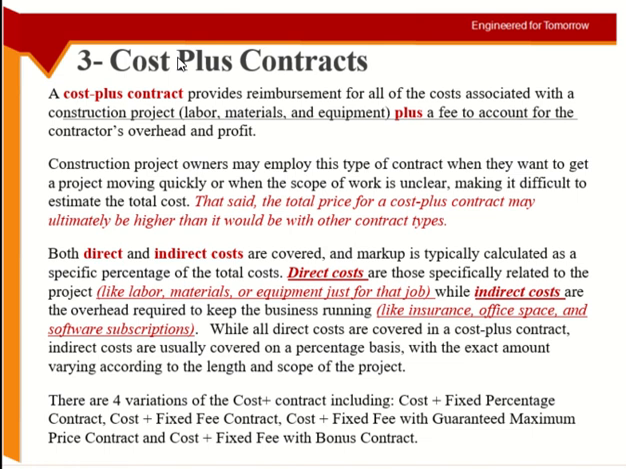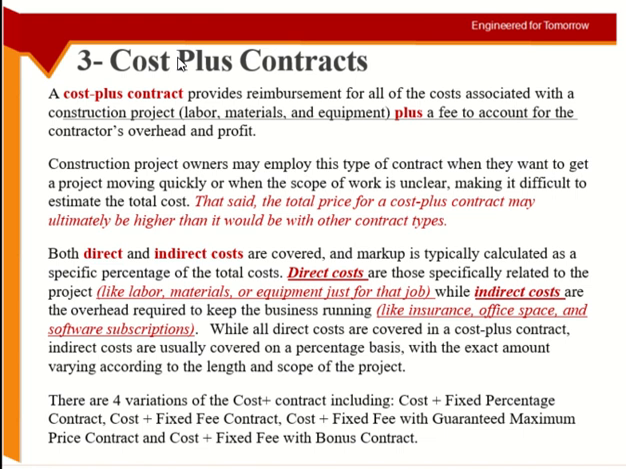Within cost plus, so this is the main type, cost plus contract. Then within that we have these, how many are there? 4 variations. So these are subtypes of this one. The first one is cost plus fixed percentage, cost plus fixed fee, cost plus fixed fee with guaranteed maximum, and cost plus fixed fee with bonus contract. So all of them have cost plus. I already explained the first two, right?